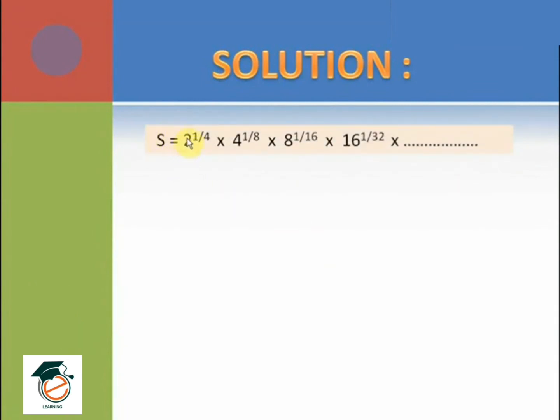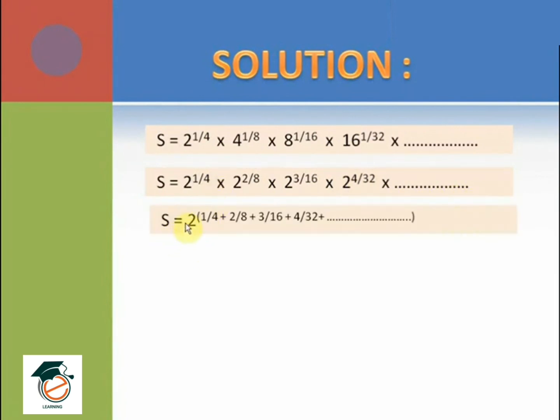Let us say that S is equal to 2 to the power of 1 by 4 into 4 to the power of 1 by 8 into 8 to the power of 1 by 16 and so on. This could be further written as S equal to 2 to the power of 1 by 4 into 2 to the power of 2 by 8, because we know that 4 is equal to 2 square. Similarly, this could be written as 2 to the power of 3 by 16, because 2 cube is equal to 8. And this could be written as 2 to the power of 4 by 32, and so on.